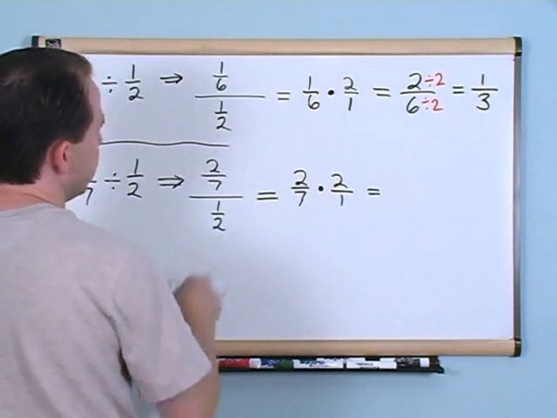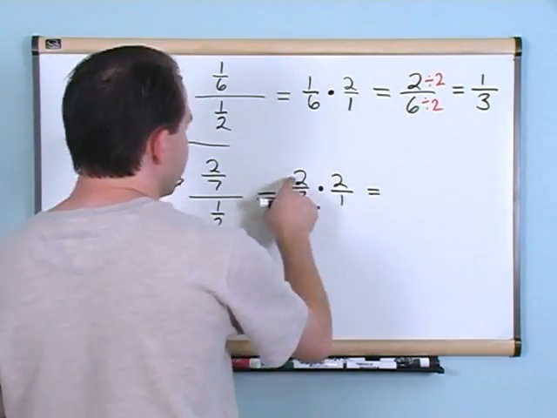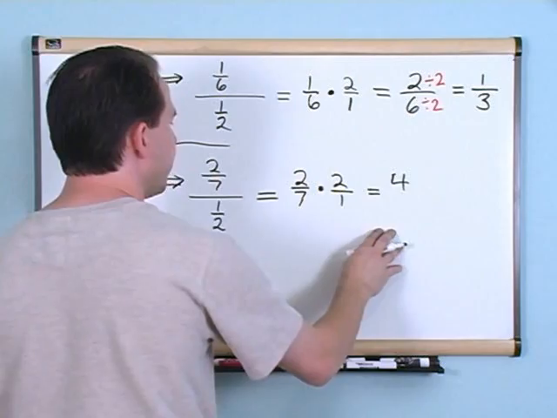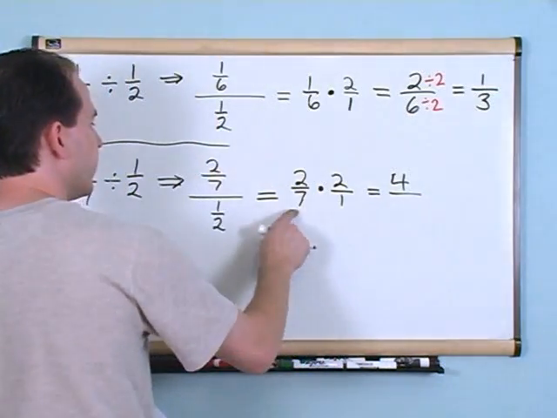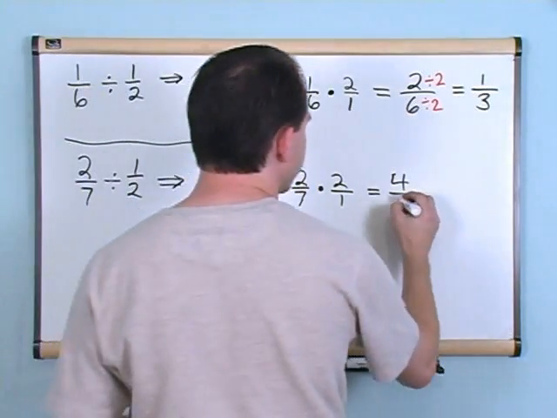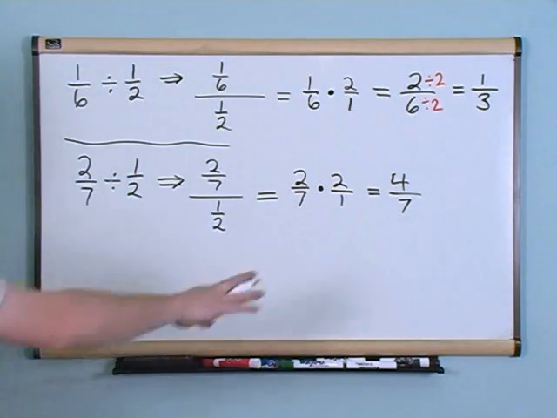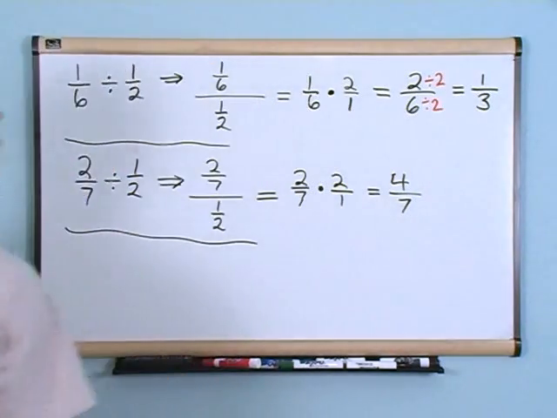It's just something for me, mainly. So then you just go and take the top two numbers. 2 times 2 will give you 4, okay? And the bottom number times the other number, 7 times 1, is going to give you 7. So 4/7 is the answer. There's nothing more I can do to simplify, so you're done.